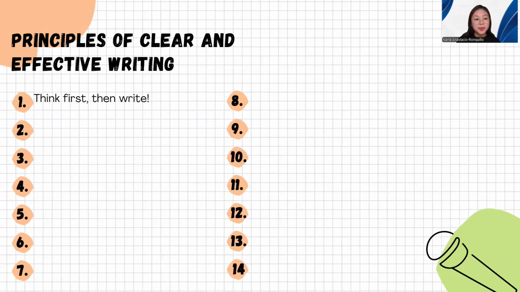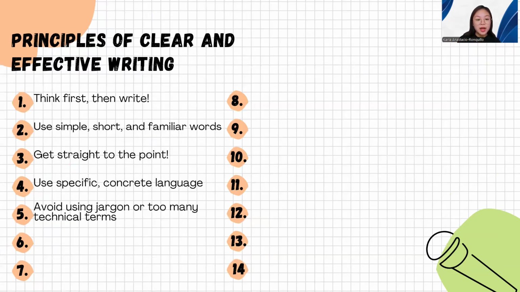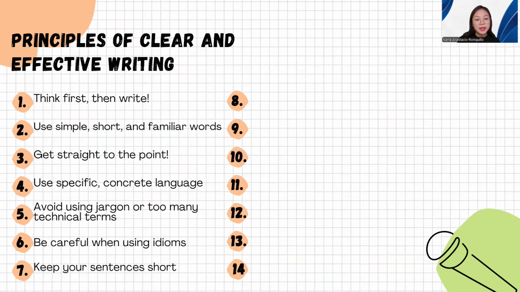So for the first principle, we have think first, then write. Principle 2, use simple, short, and familiar words. Principle 3, get straight to the point. Principle 4, use specific, concrete language. Principle 5, avoid using jargon or too many technical terms. Principle 6, be careful when using idioms. Principle 7, keep your sentences short.